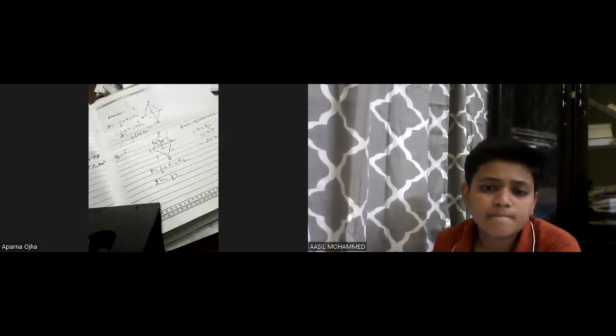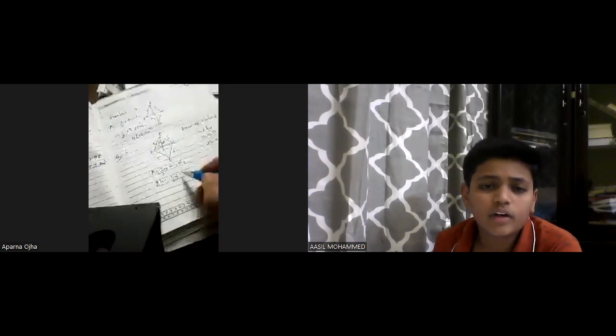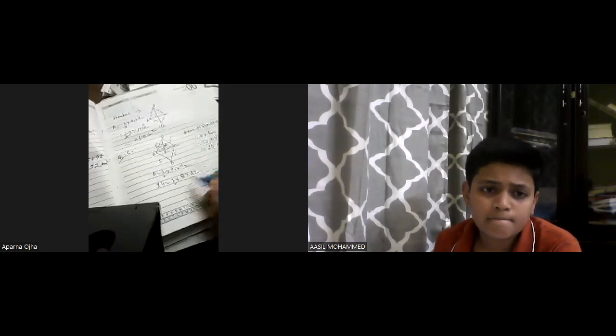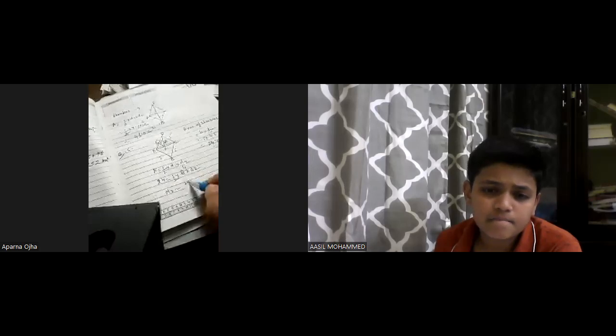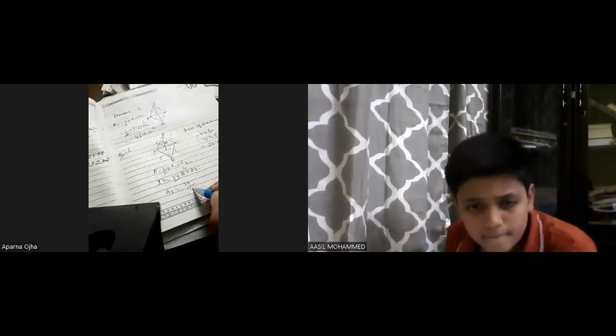One diagonal, 8, is given. So D2 you can find. 24 upon 4. That means the other diagonal is 6 centimeter.